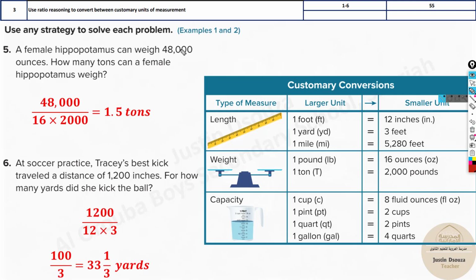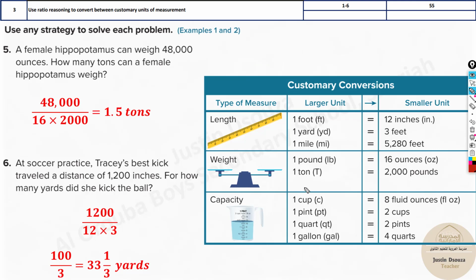Now, if you're doing the other way around, from ounces, you need to start dividing. This divide, this divide. That's it. So it is 48,000 divided by 16. Here 16 will be how much? 3, 16, 32, 48. It will be 3,000. Now 3,000 divided by 2,000, again all the zeros cancel. It will be 1.5.